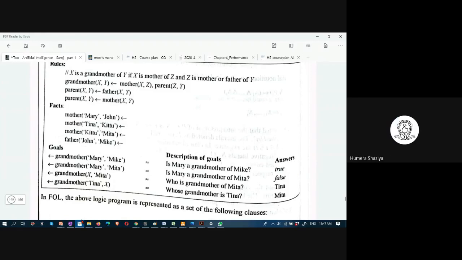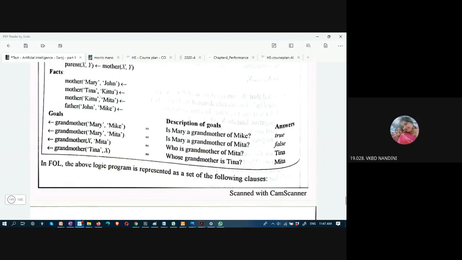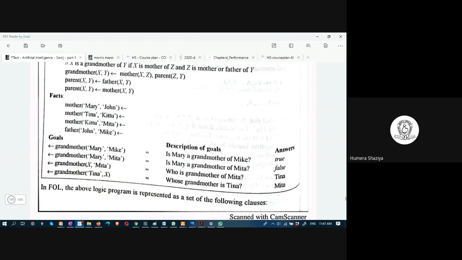Then facts. These are the facts. What is the fact? Mary is mother of John. Tina is mother of Kittu. Goals. What are the goals? Goal is: is Mary a grandmother of Mike? This we have to find. We have to check in this. Mary is mother of John. John is father of Mike. Therefore, this statement is true.